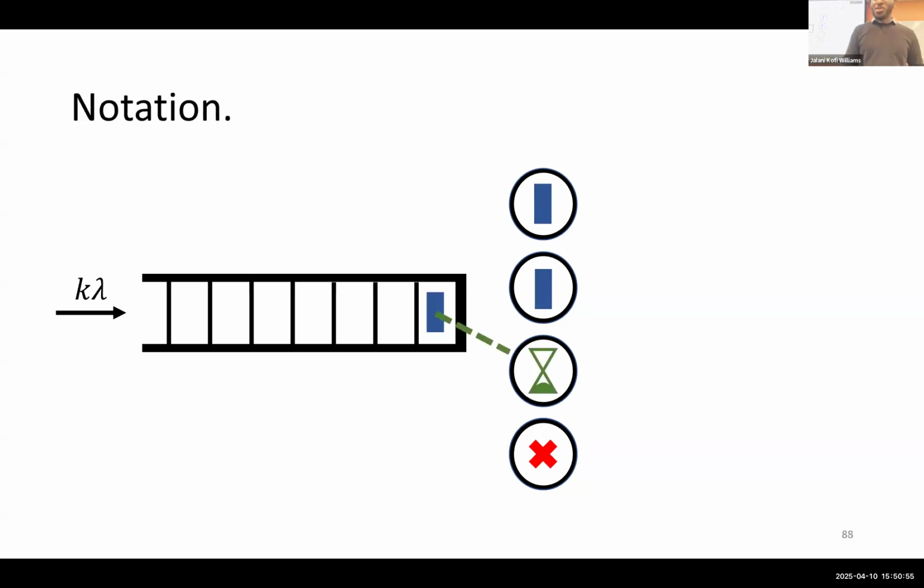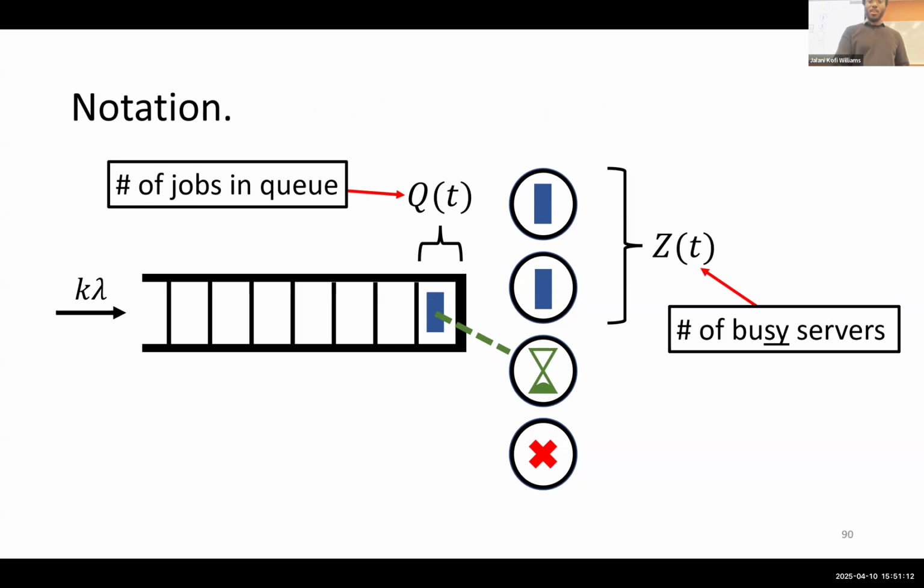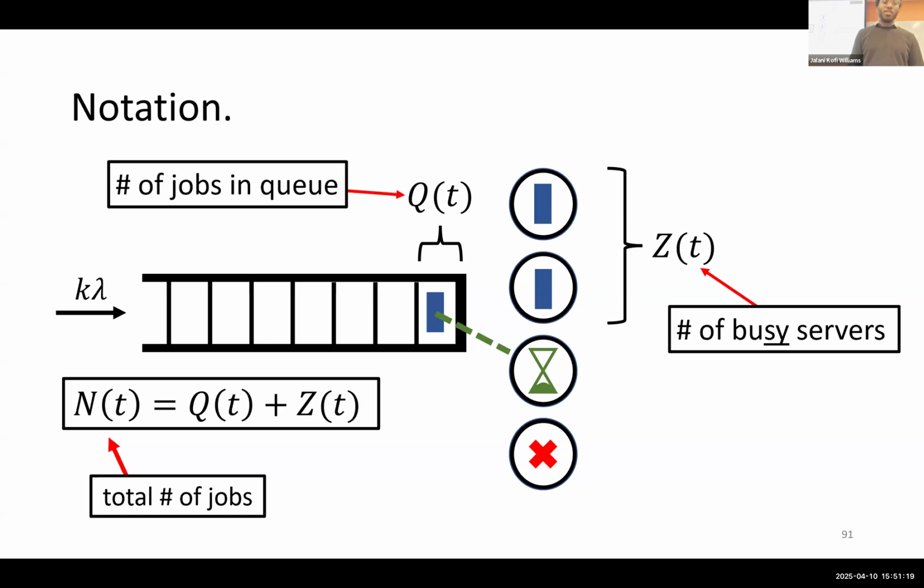All right. So before we move any further, what I want to do is go through some notation for the system. And these are just basic state variables that will end up coming up later on in the talk. Okay. The first state variable I want to mention is the number of jobs in queue. We're just going to use Q of T to denote that. Okay. We're going to use Z of T to denote the number of busy servers. And we're going to use N of T to denote the total number of jobs in the system. So that's the number of jobs in queue plus the number of jobs that are currently in service.